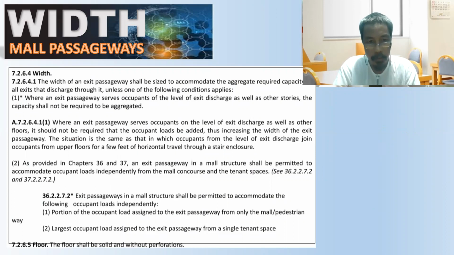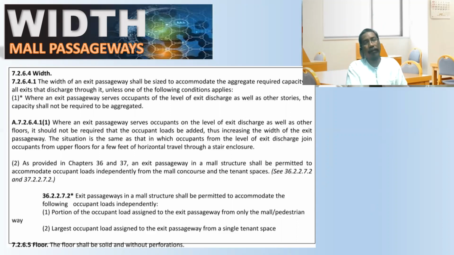The width of an exit passageway shall be sized to accommodate an aggregate required capacity for all exits that discharge through it. We have to accommodate all those exits, unless one of the following conditions applies. Number one, where an exit passageway serves occupants of the level of exit discharge as well as other stories, the capacity shall not be required to be aggregated.